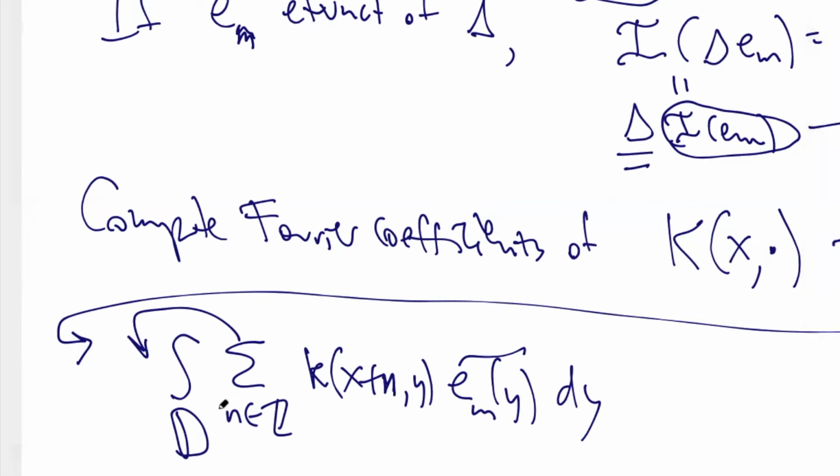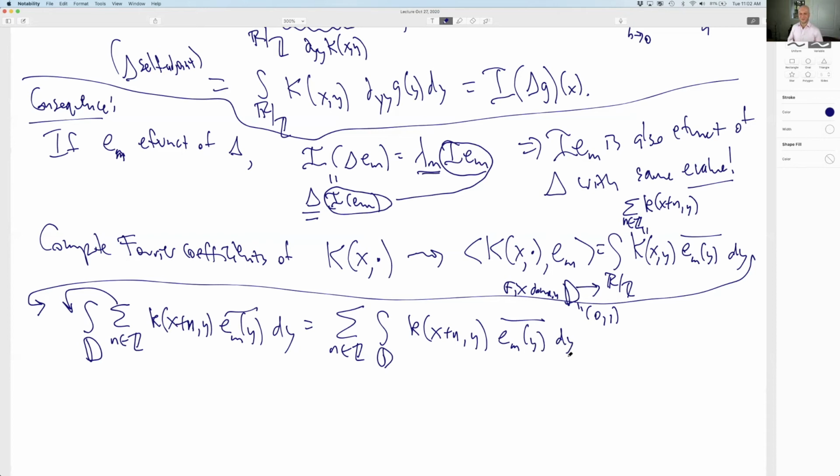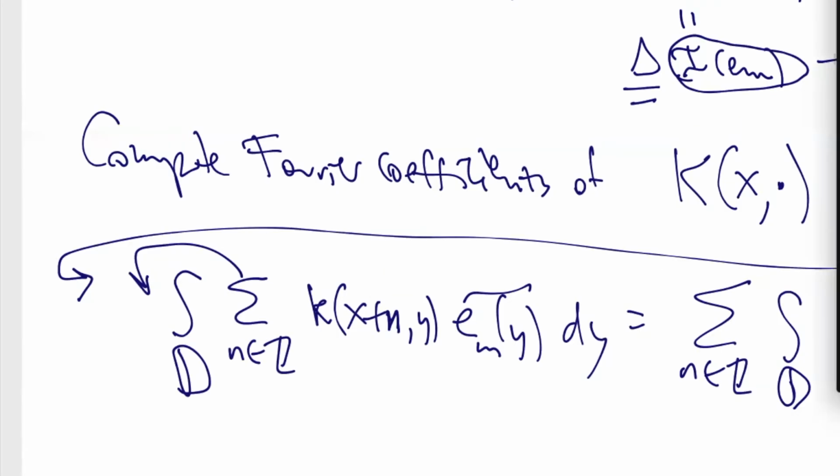Okay, so we pull this sum out, and then what should we do inside? We're integrating over this domain. The domain is like the interval 0, 1 or something. Take your favorite interval. We have k of x plus n, y, E m y bar dy. How could we simplify matters?